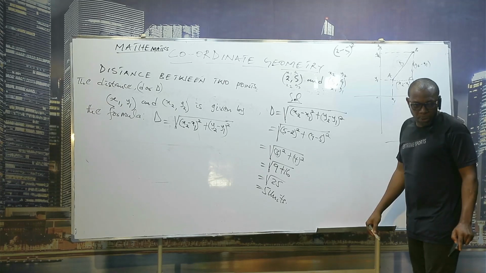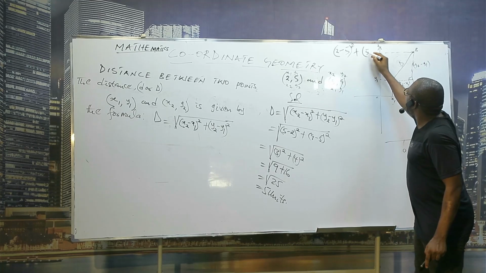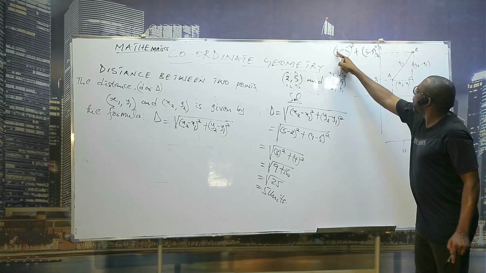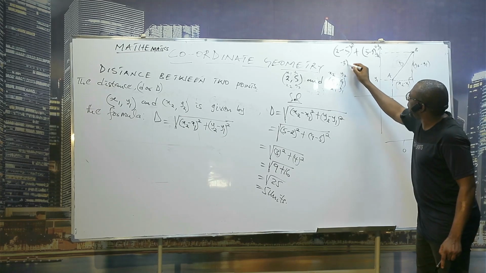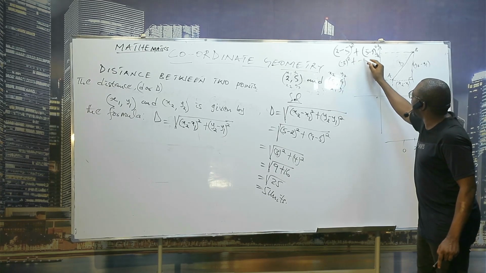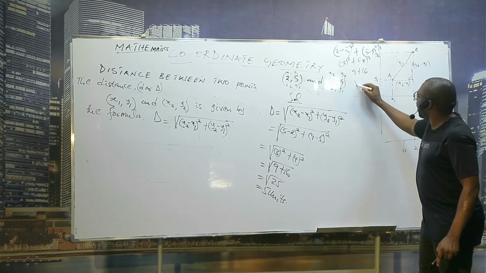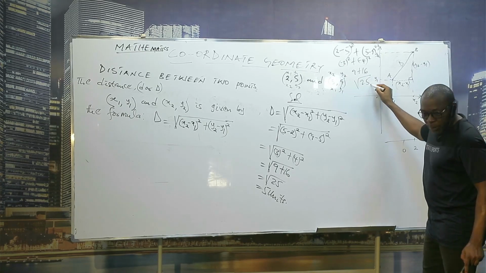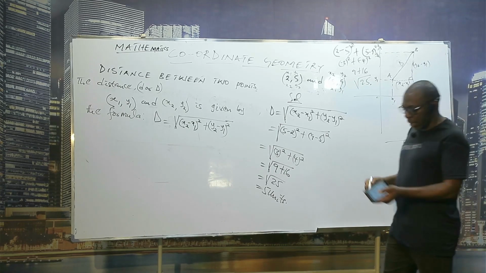So plus, what is my y2 here? 5 minus 9 squared. 2 minus 5 is minus 3, which is minus 3 squared, plus 4 squared. Which is 9 plus 16, which is the square root of 25. Is that understood? Okay, next question.